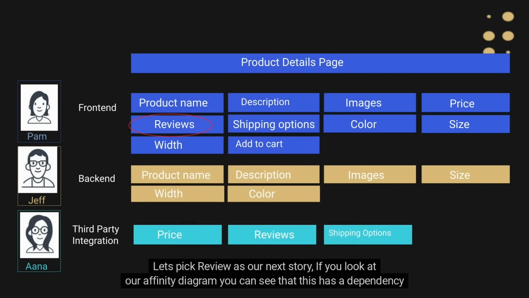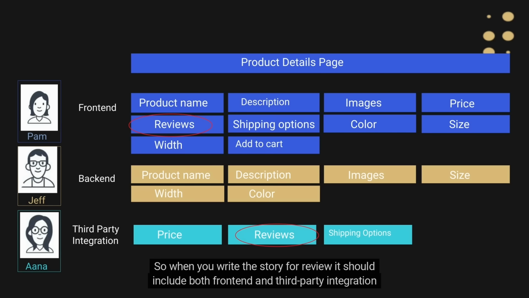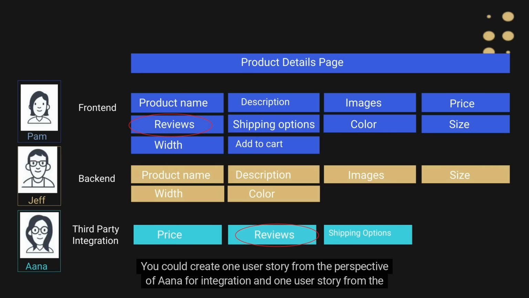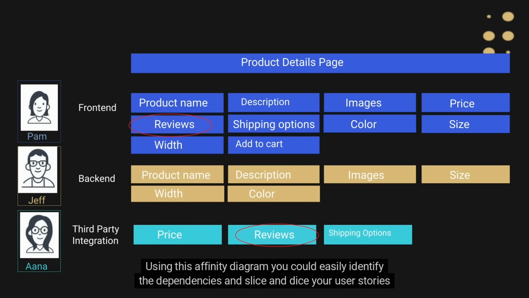Let's pick review as our next story. If you look at our affinity diagram, you can see that this has a dependency with the third-party review platform. So when you write the story for review, it should include both front-end and third-party integration pieces in it. If the integration is complex, then you could create multiple user stories. You could create one user story from the perspective of Anna for integration, and one user story from the perspective of Pam for taking the data from that integration and showing it in the front end. Using this affinity diagram, you could easily identify the dependencies and slice and dice your user stories properly.